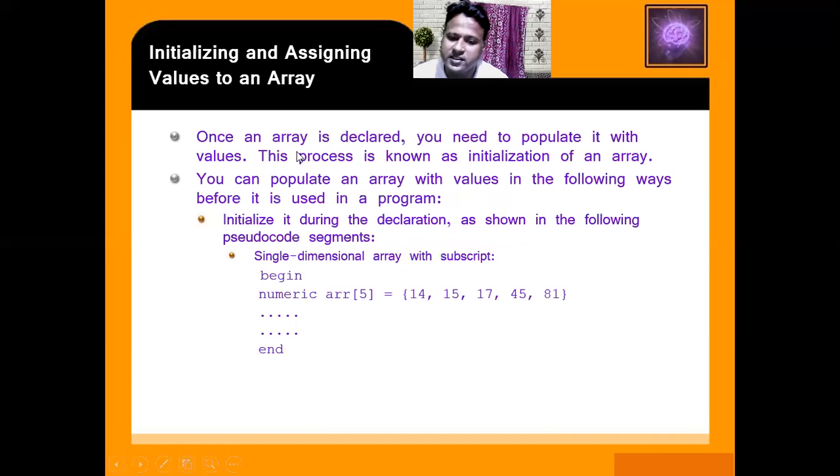Once an array is declared, you need to populate it with values. This process is known as initialization of the array. So for initialization, you can give a size of 5 and store the values 14, 15, 17, 45 and 81. So 5 values are stored here.